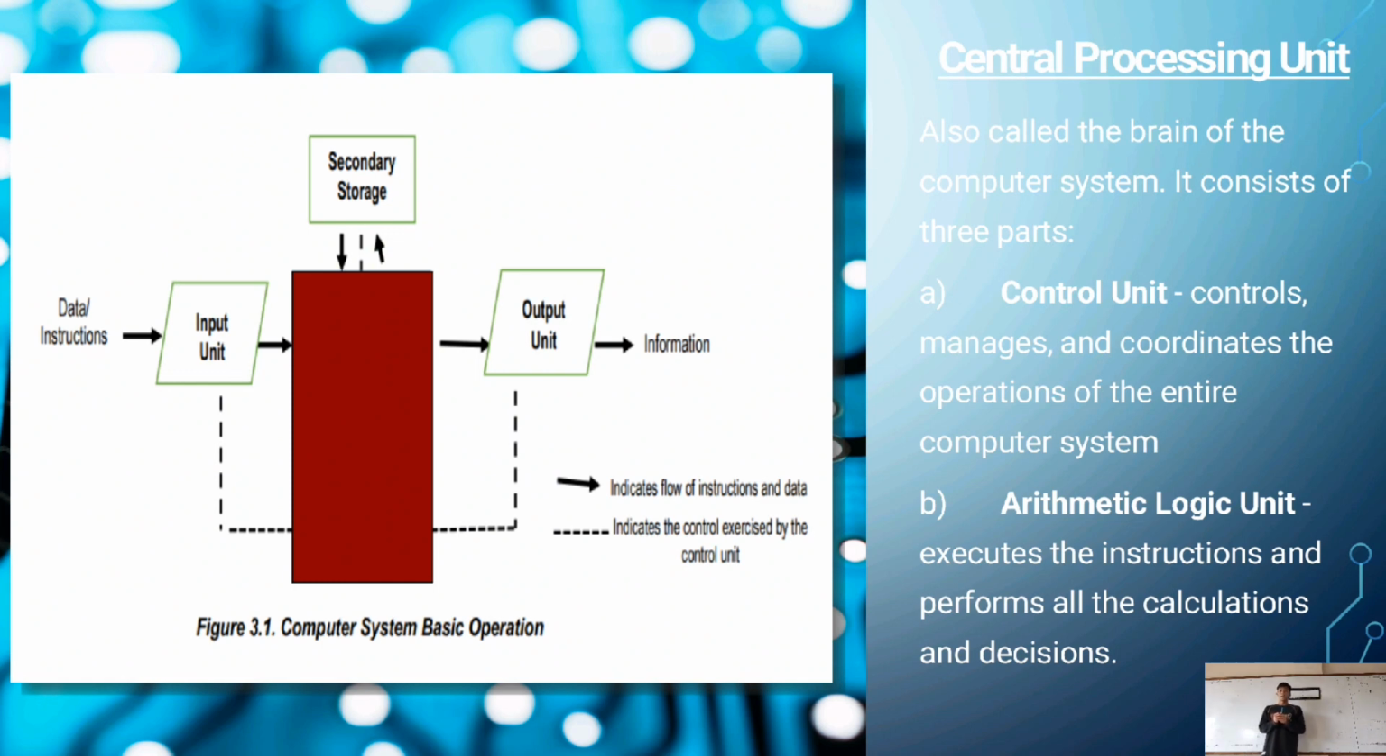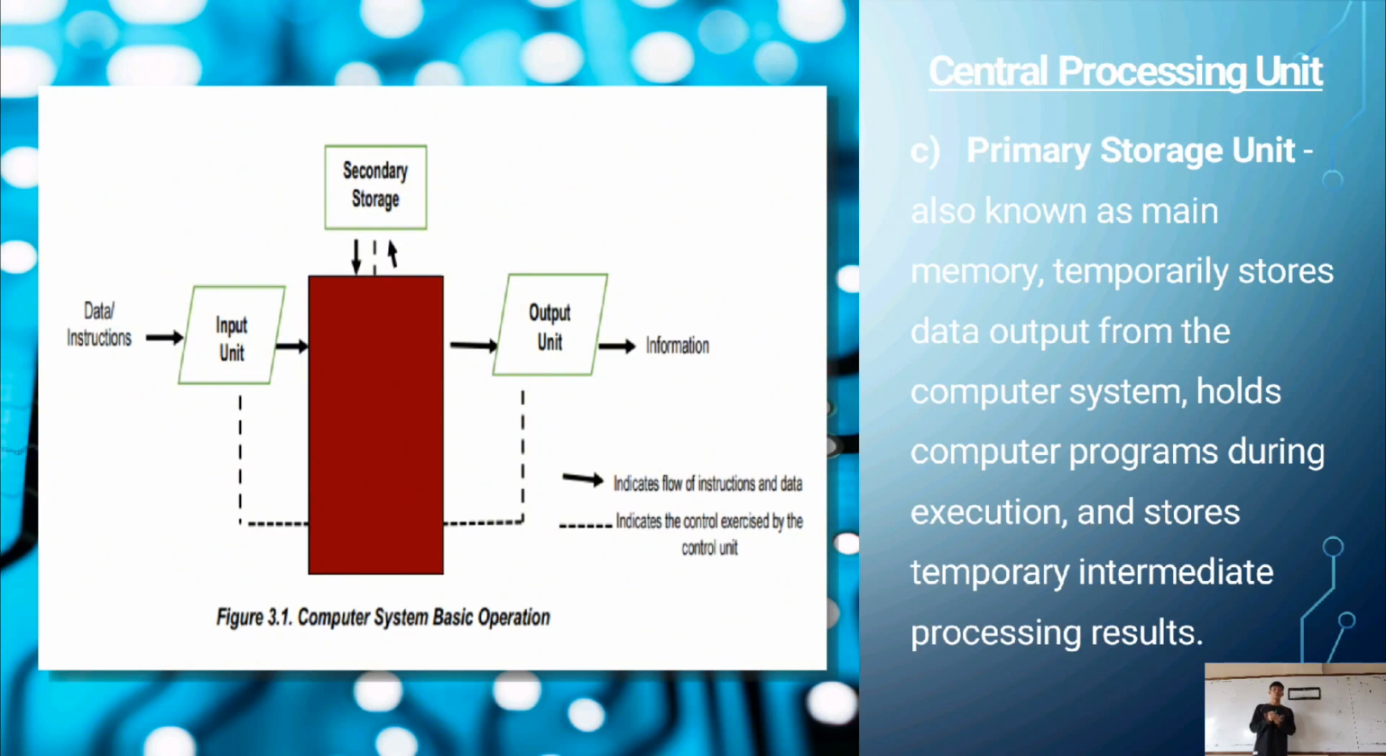The control unit is a circuit within a computer processor that directs operations. The arithmetic logic unit executes the instructions and performs all the calculations and decisions. It performs numerical operations such as addition and subtraction. And the third is the primary storage unit, also known as main memory. It temporarily stores data output from the computer system, holds computer programs during execution, and stores intermediate processing results. An example of a primary storage unit is the floppy disk.